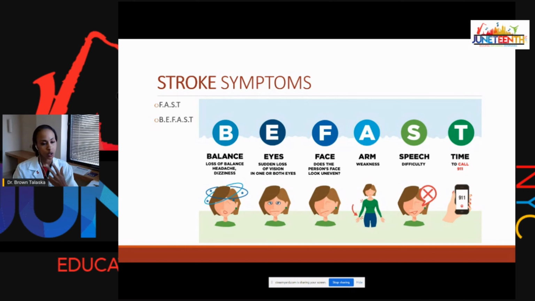Your eyes, you have sudden loss of vision in one or both eyes, or you have sudden blurriness of vision. Some patients say they have a blackout or like a shade comes over the eye.